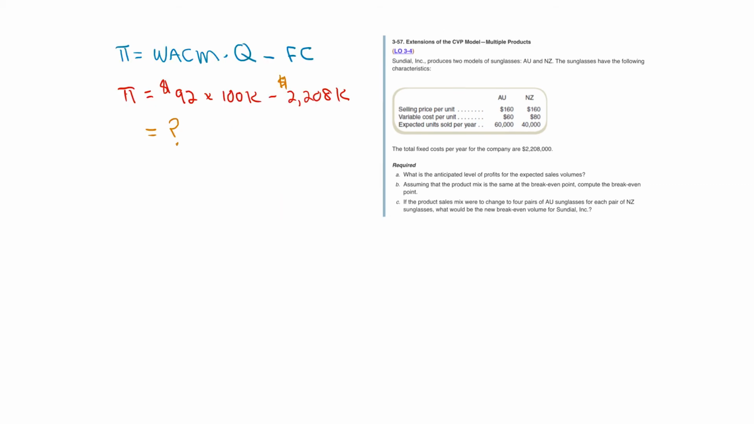Now we're in position to answer question A. So we take the weighted average contribution margin, $92, times the total number of expected units, 100,000, minus the fixed cost, and that will give us the expected profit at that level of operations. I'll let you complete the math.